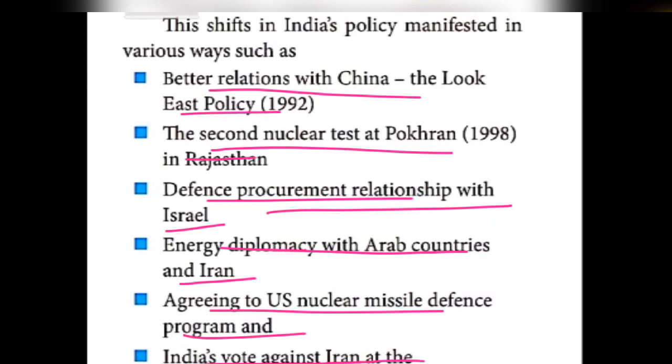So these are the points given in your book, children. So this much is enough today. Who is our foreign affairs minister? Who is he? Subramaniam Jaishankar. That personality is the present foreign minister of India.